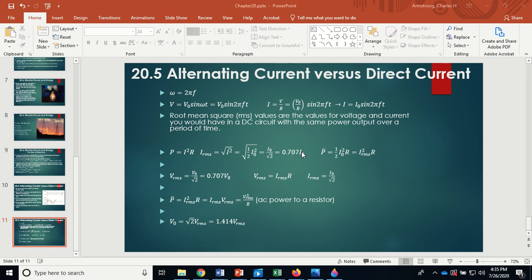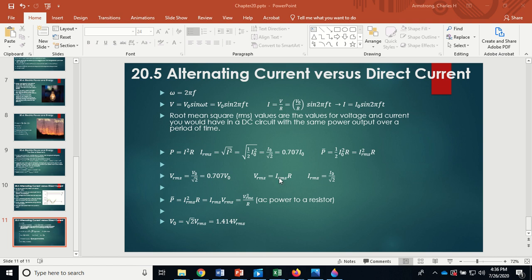That would give you the root mean square current, the current you would have in an equivalent DC circuit that gives you the same power output over time. And the same thing's true for voltage. To get the VRMS, just go V0 divided by the square root of 2, or 0.707 times the maximum voltage you get in an AC circuit.